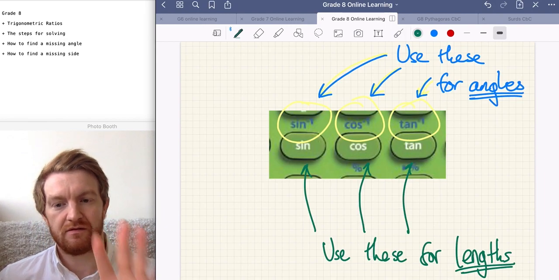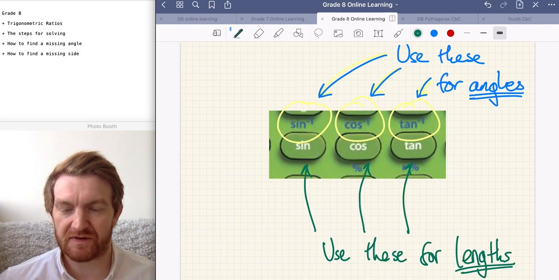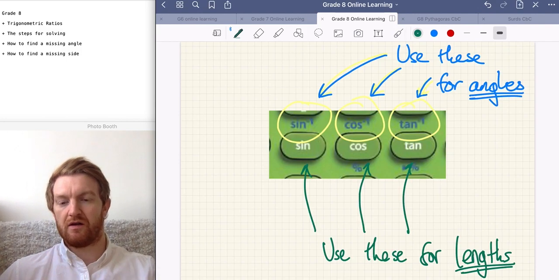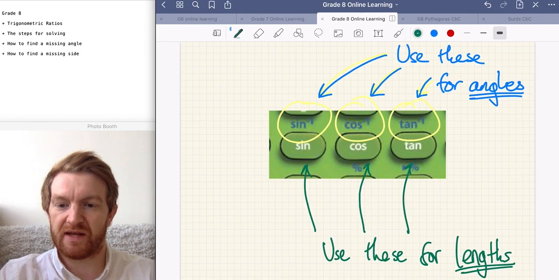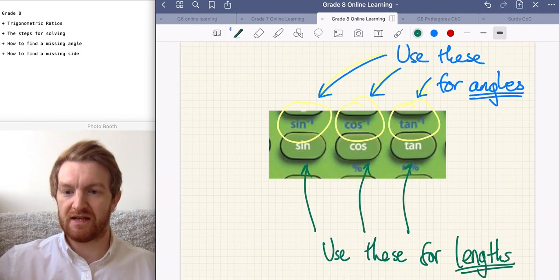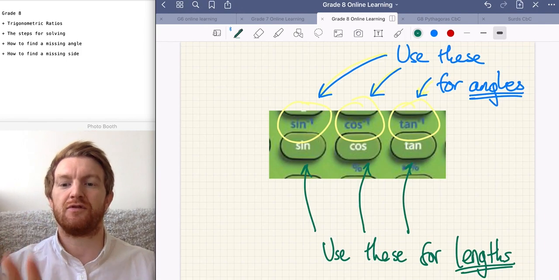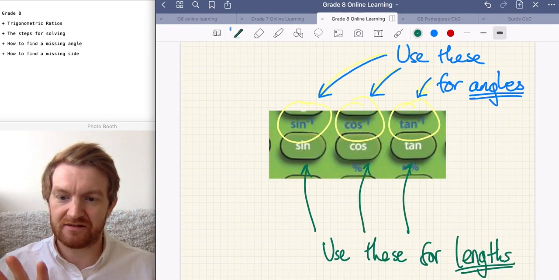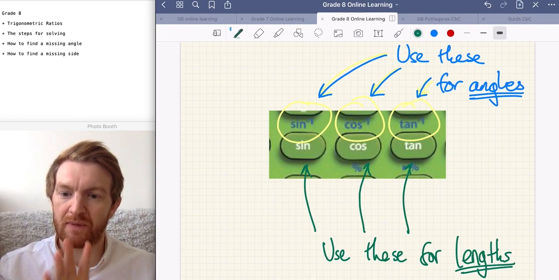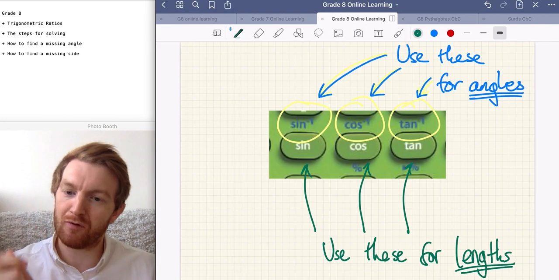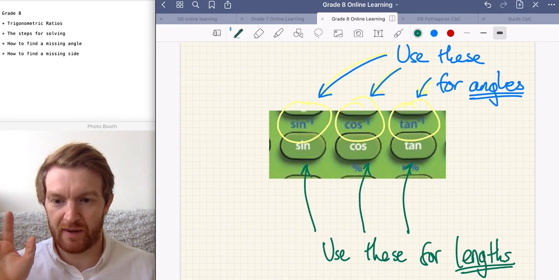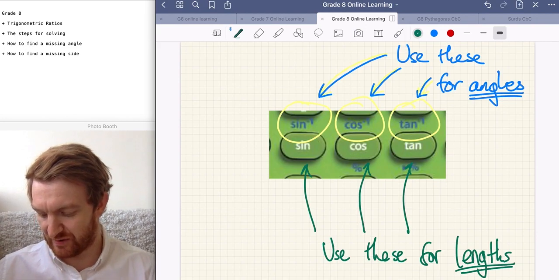Now, first thing we're going to talk about before we do any solving is the most important thing when you're using these trigonometric ratios, and that is going to be labeling. If you get the labeling correct, then the rest of the question will actually not be too bad. Similarly, if you get the labeling wrong, then everything is going to go bad. So really focus on the labeling.